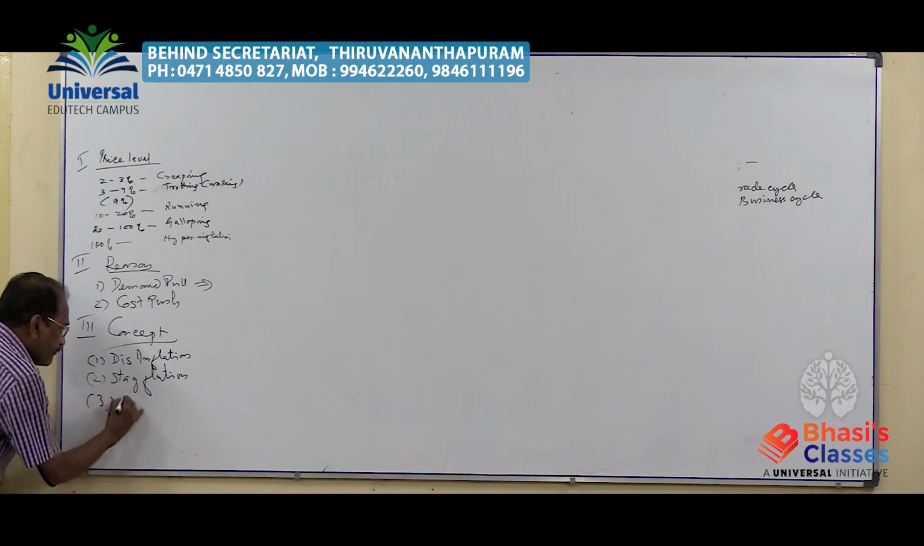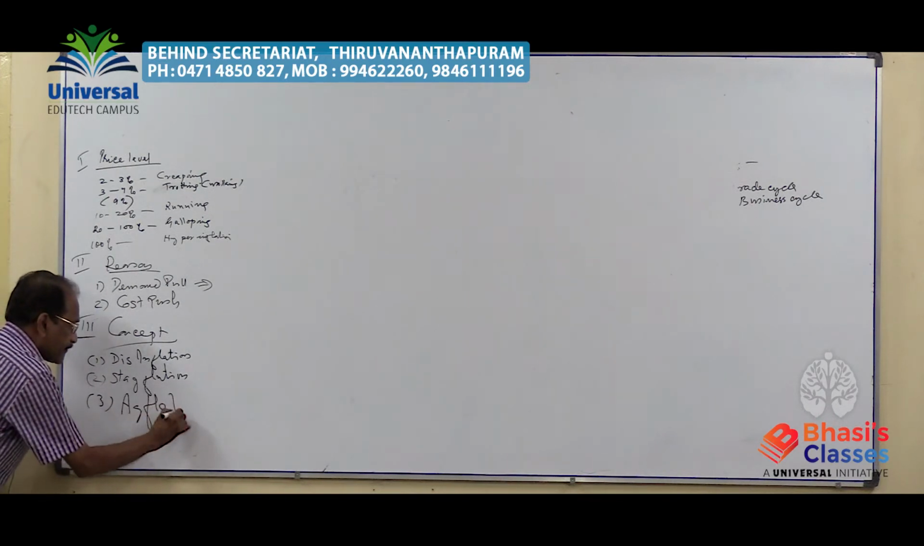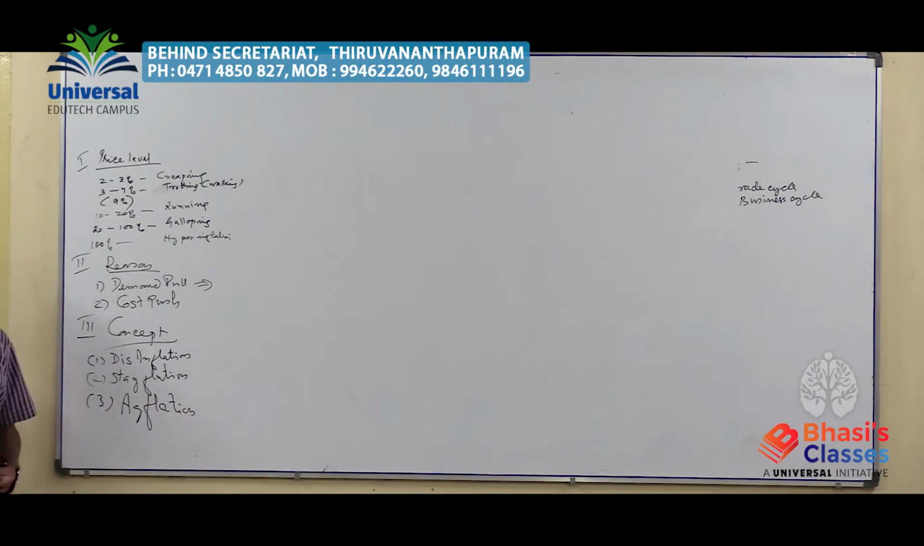Number 3, agflation. A-G-F-L-A-T-I-O-N. Agflation. This word originated in 2007 in the USA. In the USA, there is a district, Merrill Lynch, M-E-R-R-I-L-L L-Y-N-C-H, where in 2007 agricultural commodity prices alone went up and up.